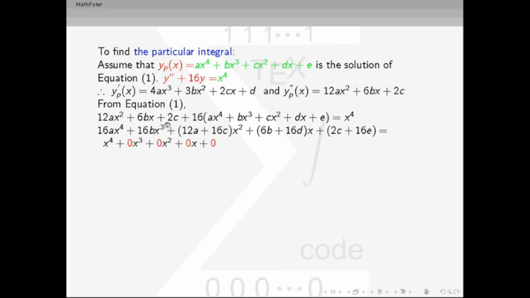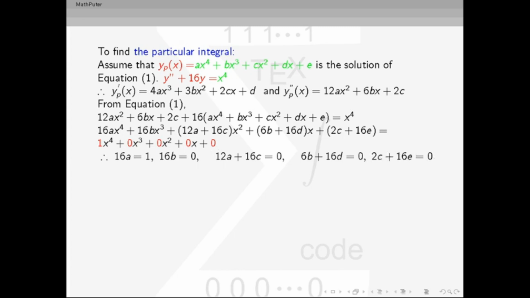Okay, so what we have, 16a is equal to 1 because 1 is the coefficient of x raised to 4, right. So the first equation is this. Second equation, 16b equal to 0 after comparing the coefficient of x cube. The third equation, the coefficient of x square, 12a plus 16c, and here it is 0. The coefficient of x, 6b plus 16d is 0, and the constant coefficient 2c plus 16e equal to 0.